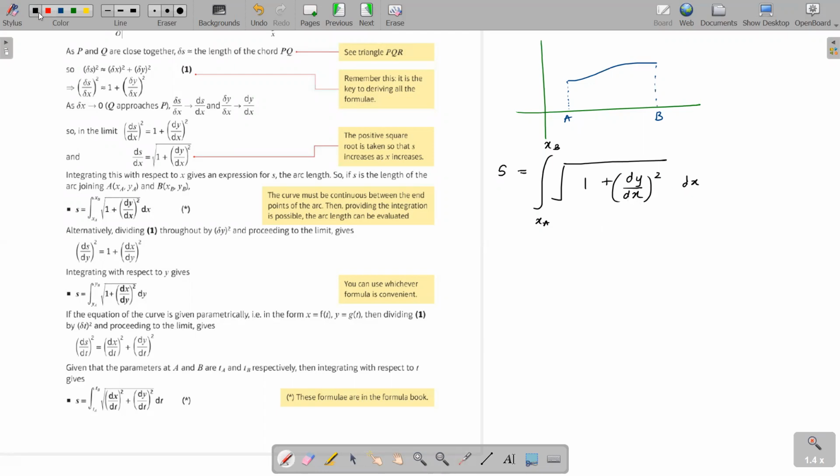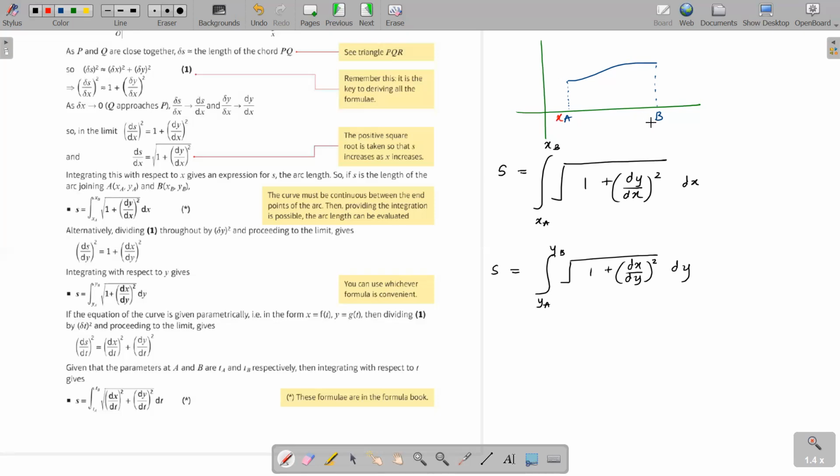Also, there's an alternative equation that they've given you. You can do the integration with respect to y: the root of 1 plus (dx by dy) whole thing squared, with respect to y. Obviously when you are doing it with respect to y, we will input the y limits, so it's going to be ya to yb. That means you put the starting y value and the ending y value.